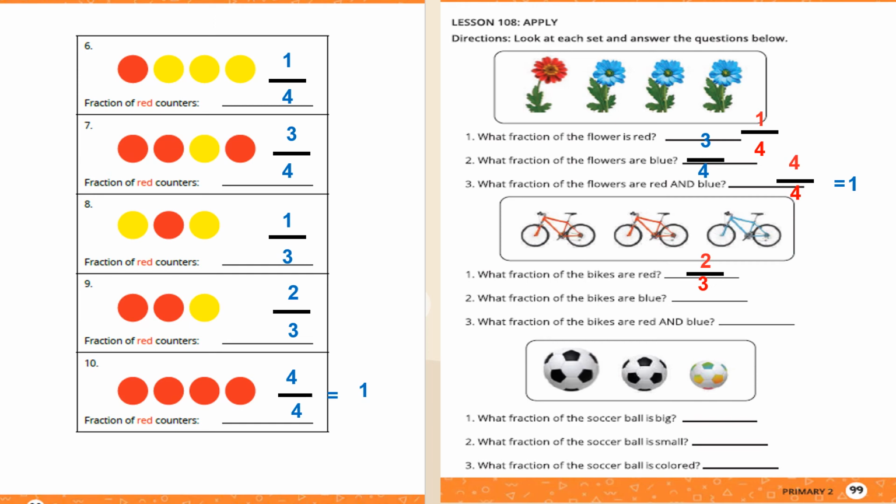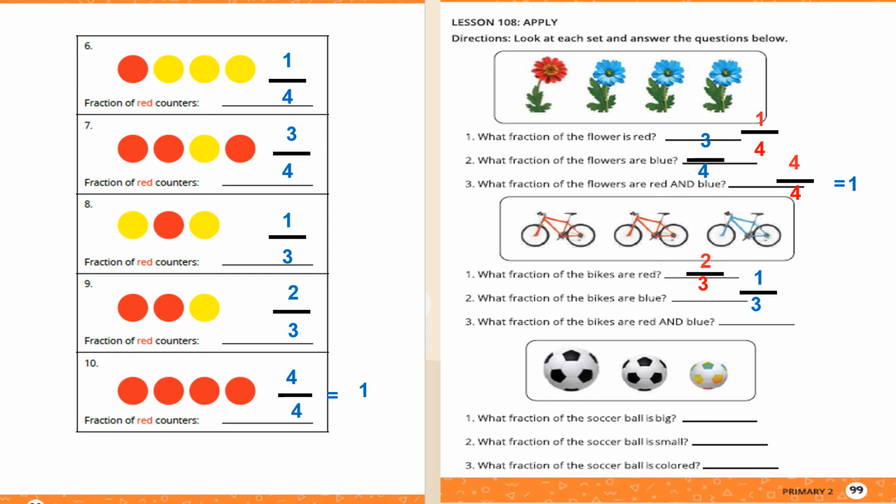What is the fraction of the bikes that are blue? Let's count together. 1. Remember, first we must put the fraction bar, and I put here 3. Then how many bikes are blue? 1. So 1 over 3.